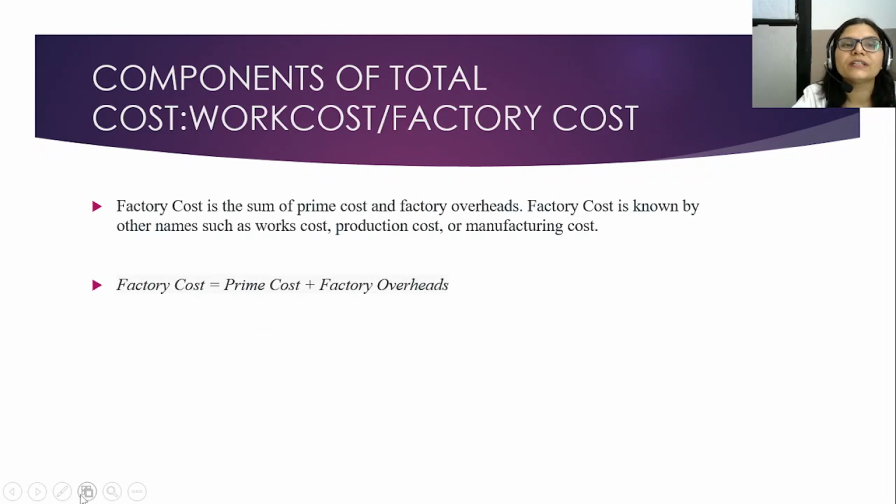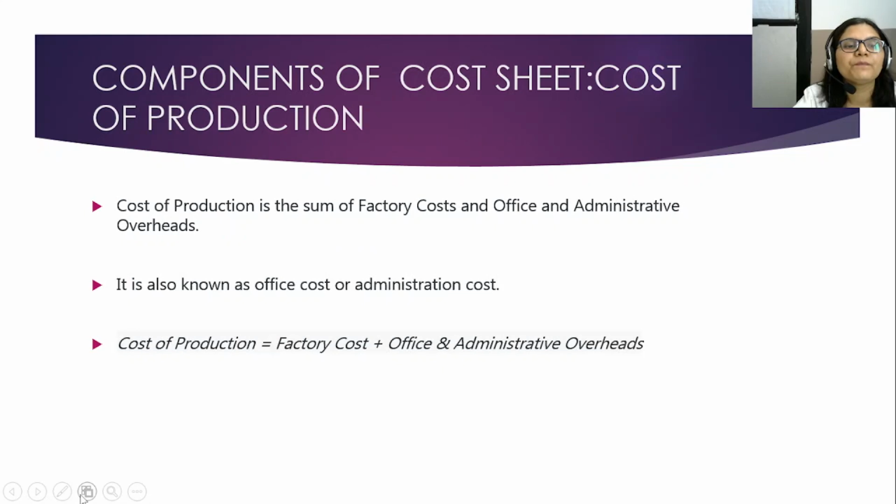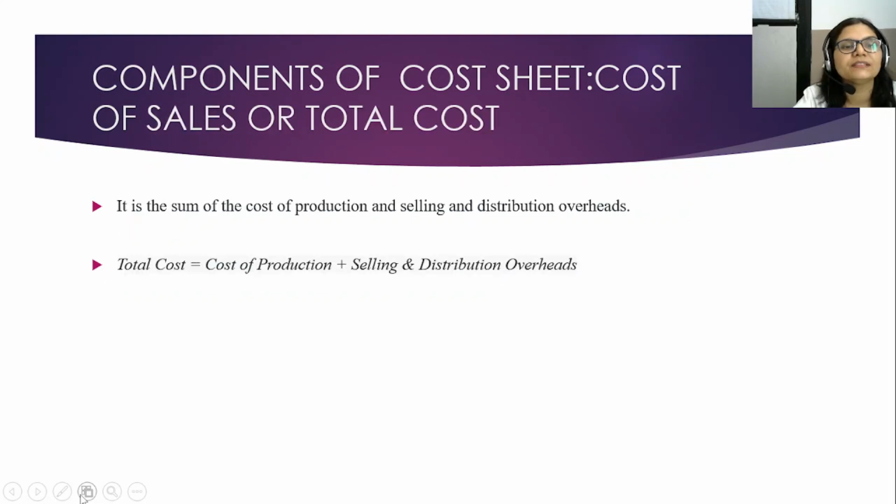We discussed what is factory cost, which is a summation of prime cost plus factory overheads. We discussed the cost of production, which is arrived by adding factory cost and office and administrative overheads. We discussed total cost, which is arrived after adding cost of production plus selling and distribution overheads.